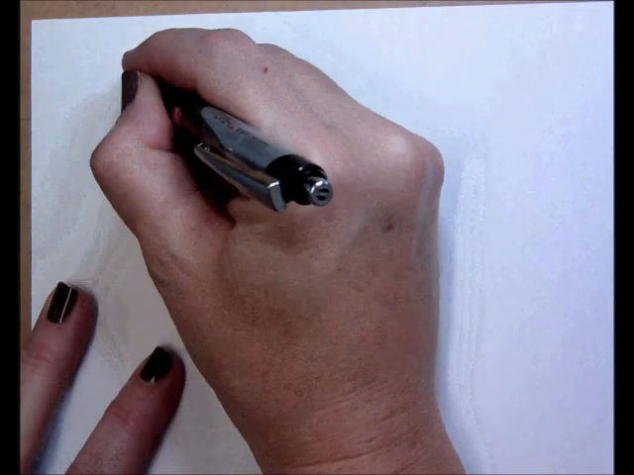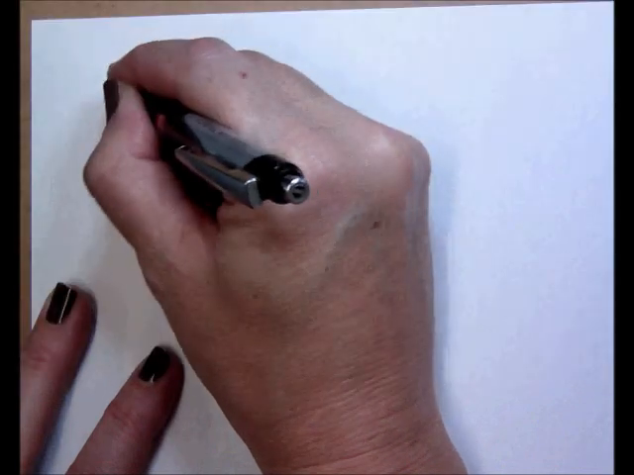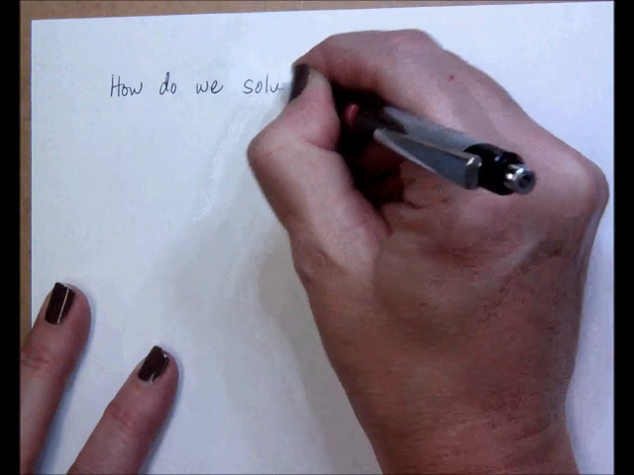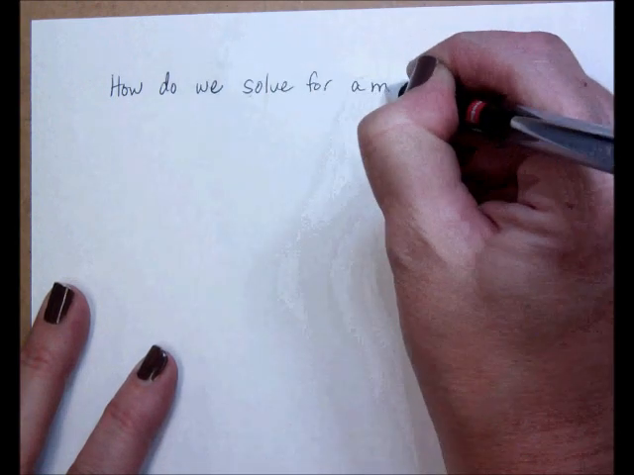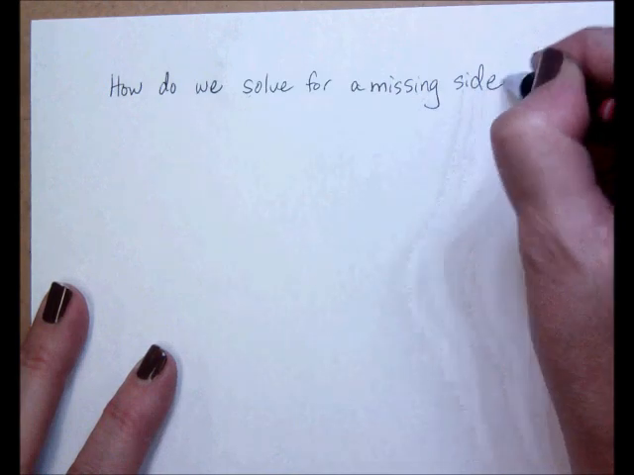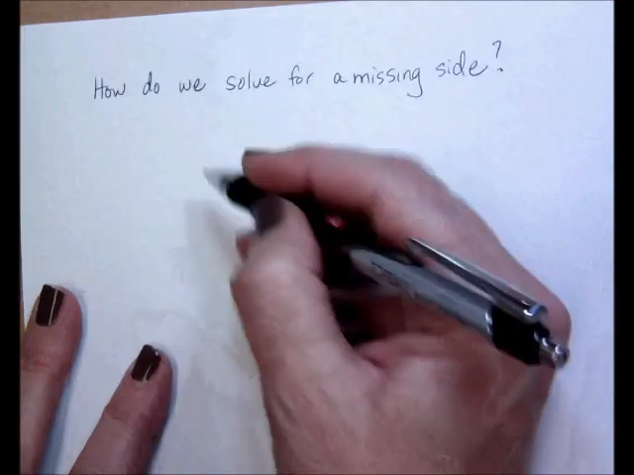So the first thing is we're going to review how we solve for a missing side of a right triangle. Solve for a missing side of a right triangle. And it's always of a right triangle.